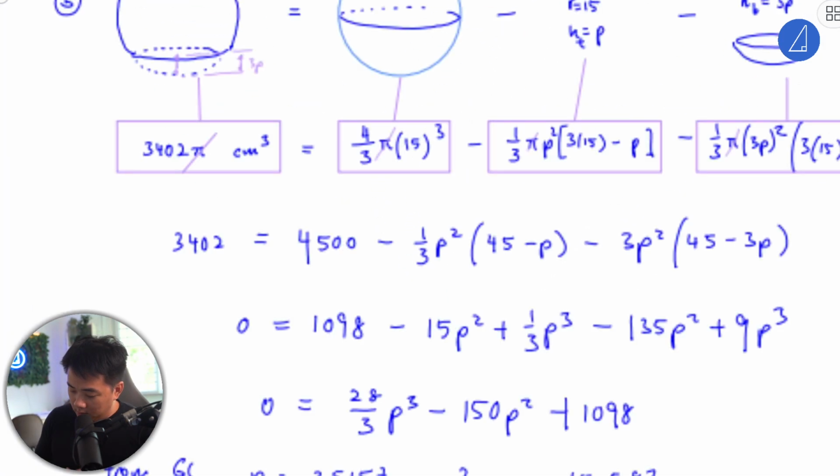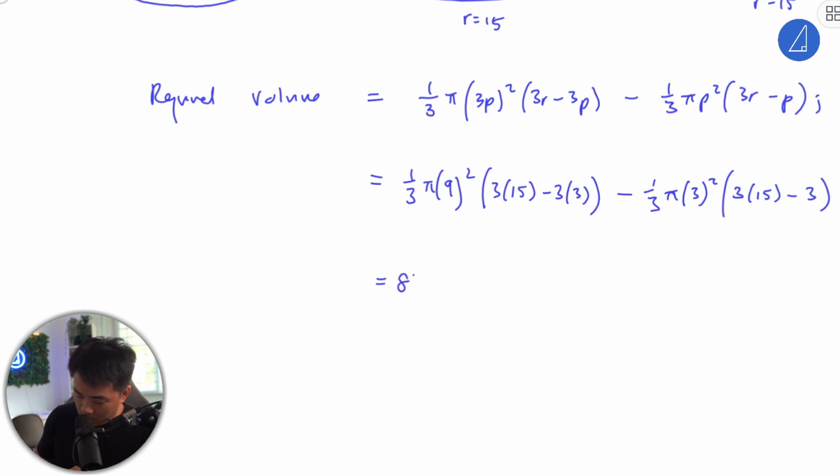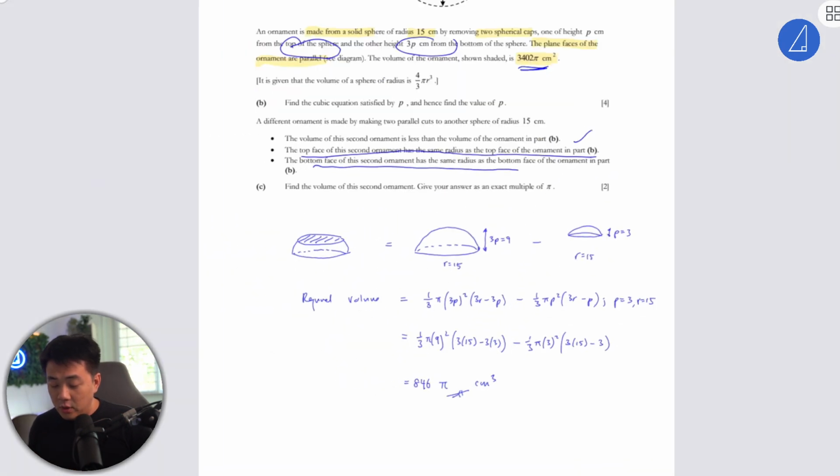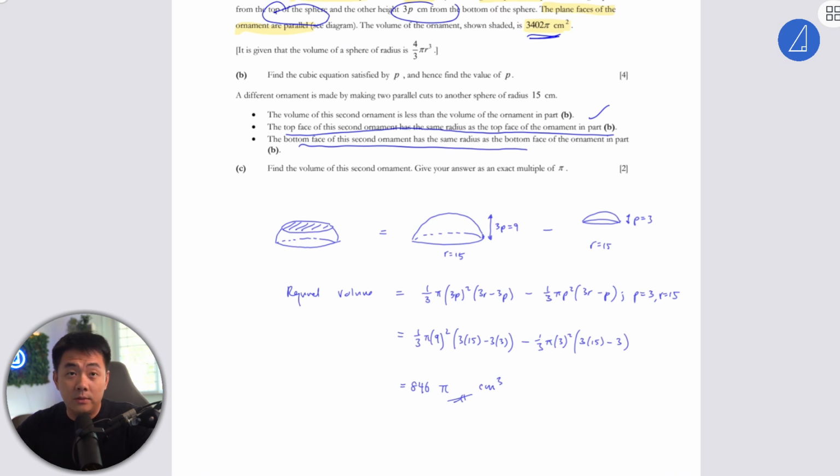So what I'll get is actually 846 pi cubic centimeters. So that's how I do this question proficiently. If you have any questions at all, please do let us know, and I'll see you in the next question.